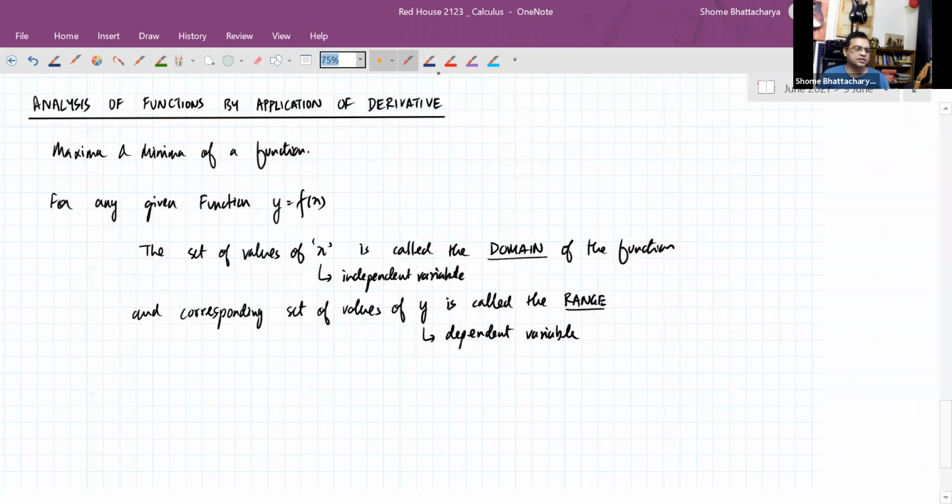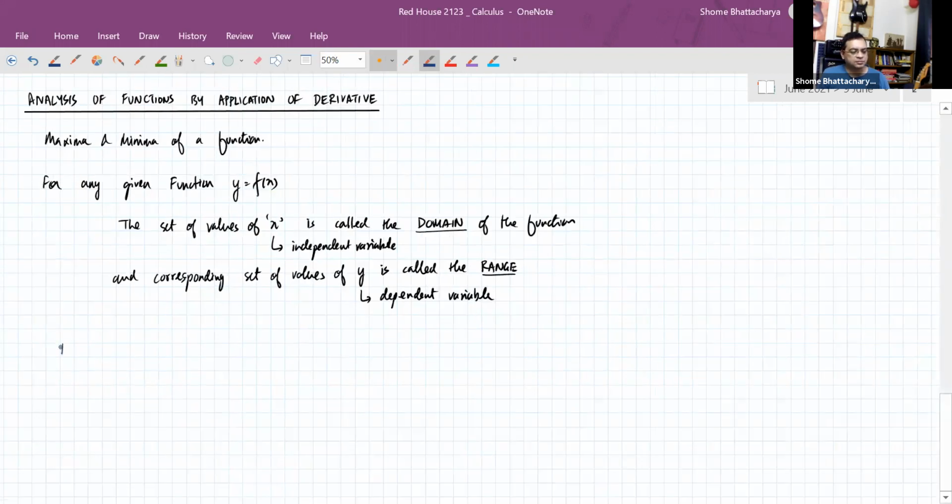Let's understand this with an example before you write this down. So for example, we have, let's say, a function y is equal to x square. So you can see that typically the domain will be that x belongs to the set of all real numbers. Okay, but the range over here, the nature of the function is such that it is only non-negative numbers.